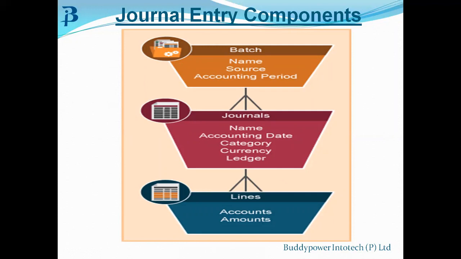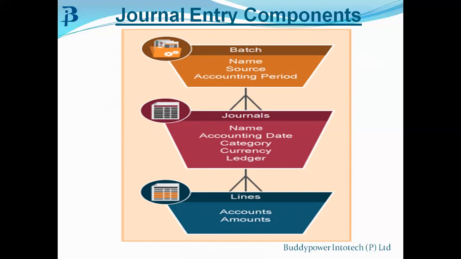Okay, so in that we have three components, which are the batch, the journals, and your lines. Now let's look into each of these components and what they mean. A batch is basically a collection of journals. You can organize journal entries with common attributes into batches.